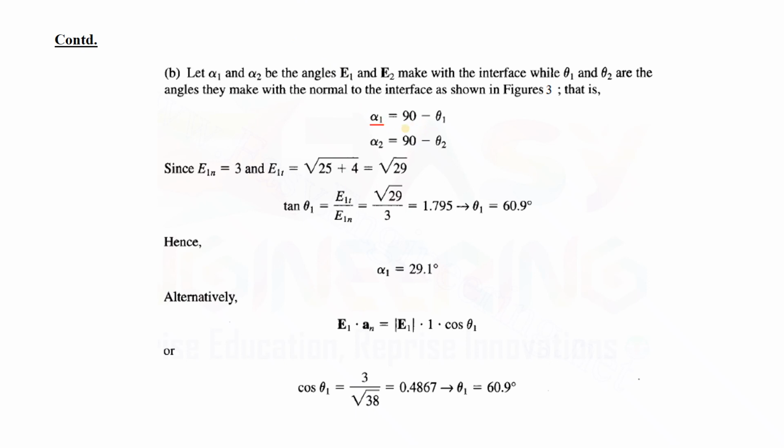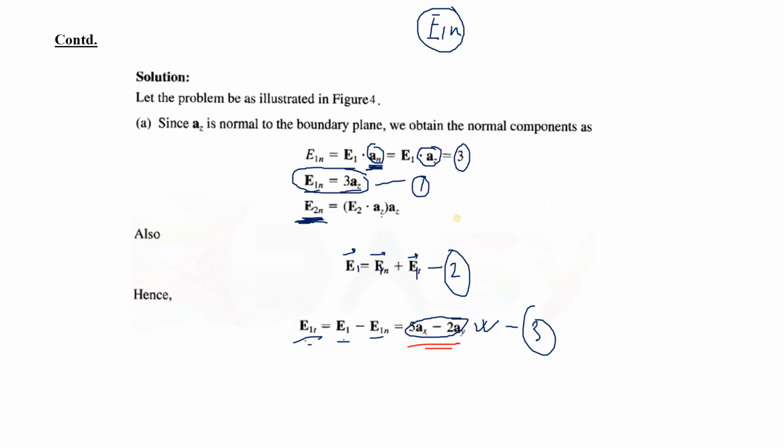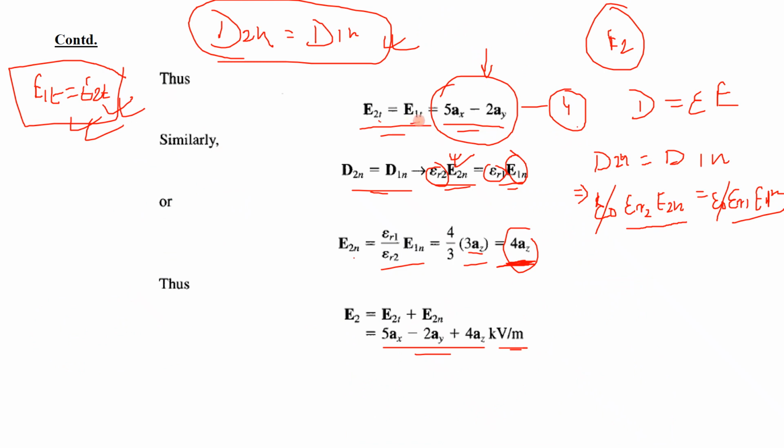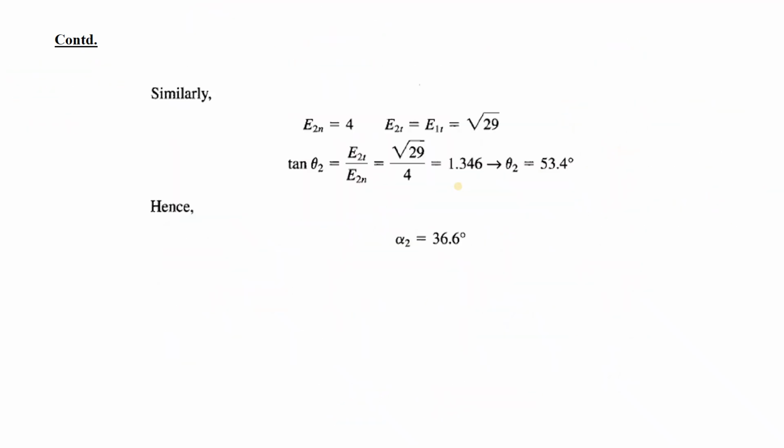Since theta 1 and alpha 1 add up to 90, alpha 1 will be 90 minus theta 1 and alpha 2 will be 90 minus theta 2. So E1 is known to us, so what will E1t be? What is the actual magnitude of the tangential component? The magnitude will be root over 5 squared plus 2 squared, so it is root 29. Now tan theta 1 is the ratio of E1t by E1n. From this we get theta 1, and once we have theta 1, alpha 1 can be found. Similarly the other angles can be found, so we will get the answer for refraction as well.